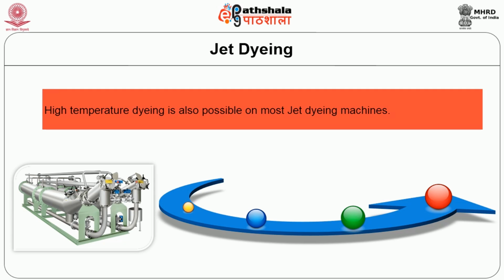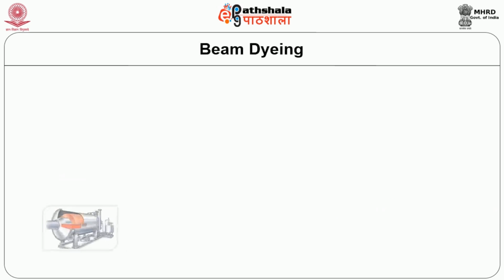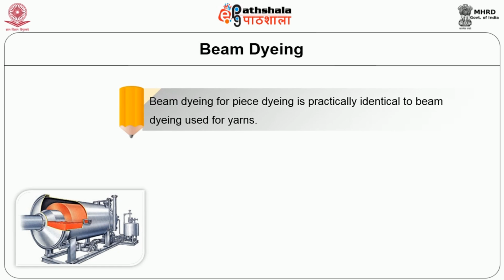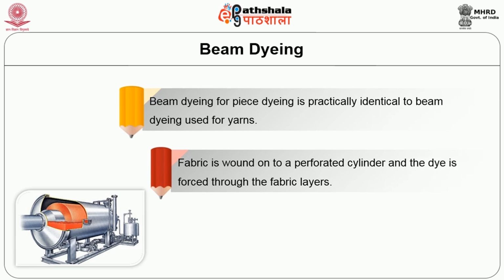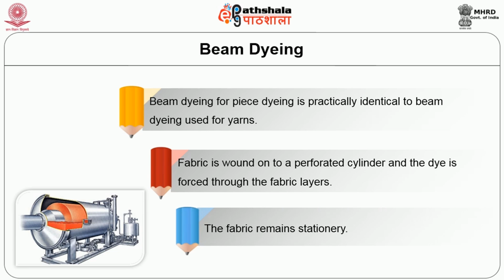Beam dyeing. Beam dyeing for piece dyeing is practically identical to beam dyeing used for yarns. Fabric is wound onto a perforated cylinder and the dye is forced through the fabric layers. The fabric remains stationary. Beck and jig equipments are the commonly used methods in piece dyeing.